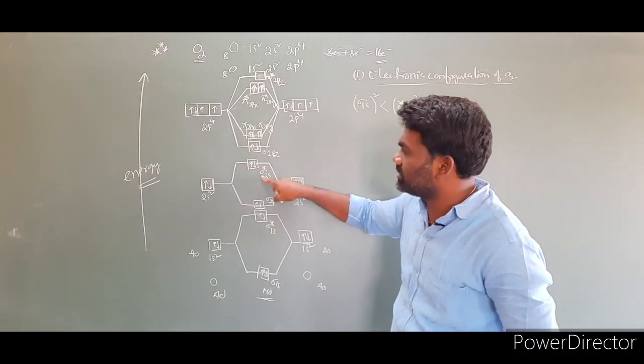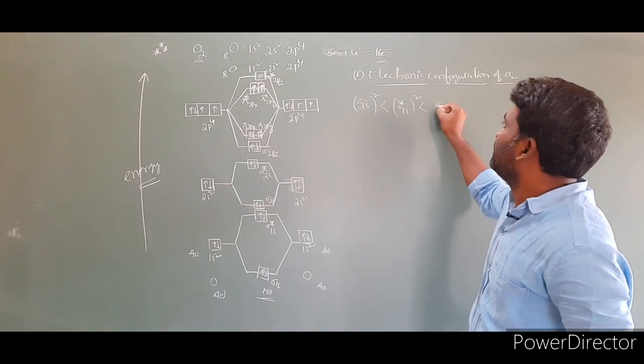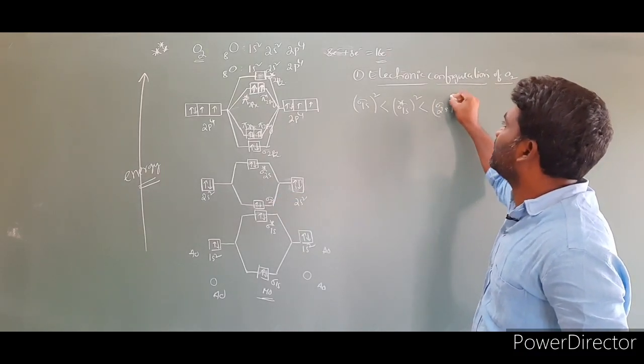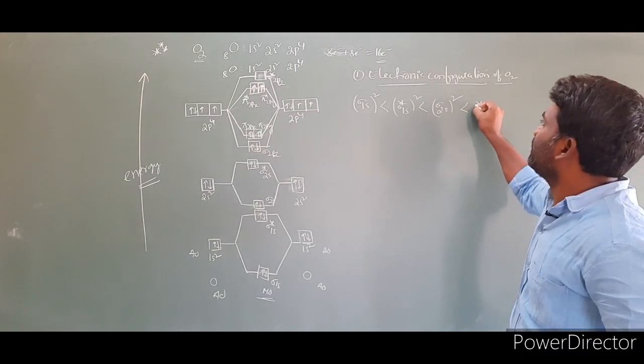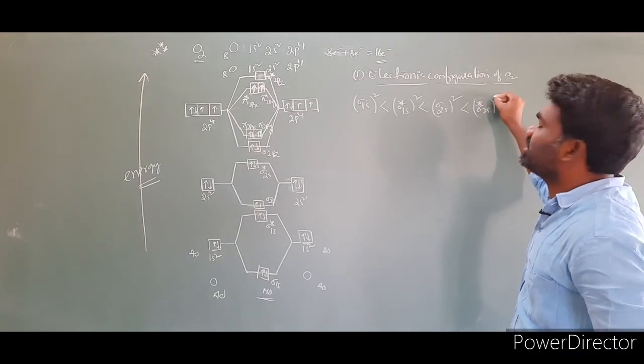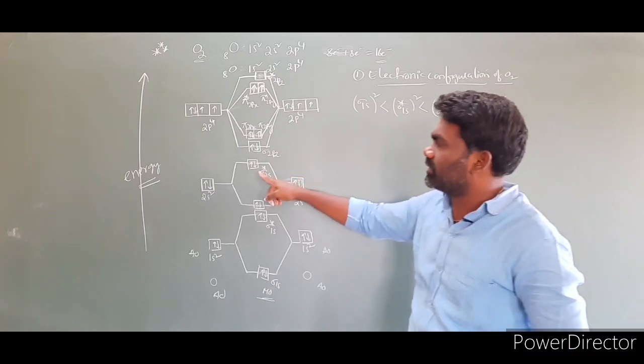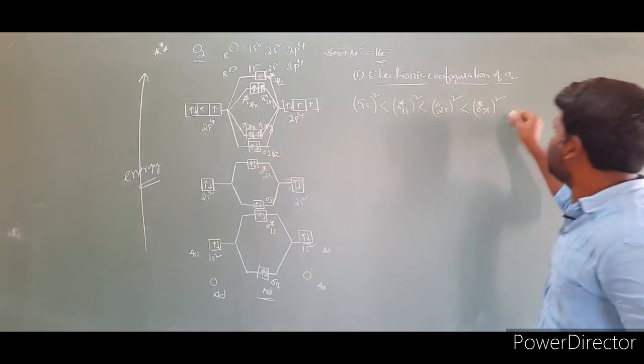Then sigma 2s. How many electrons are there? 2 there also. Then sigma star 2s. How many electrons are there? Again 2. I am talking about this one. 2 electrons are there. Less than.